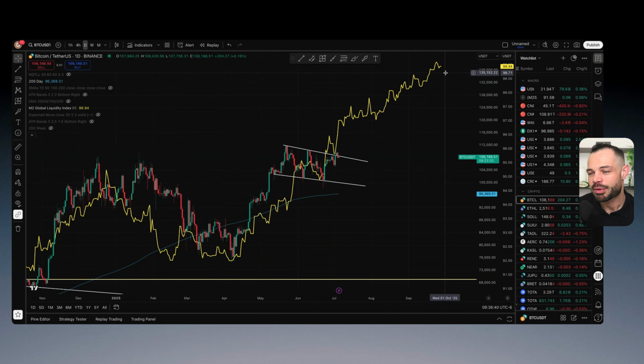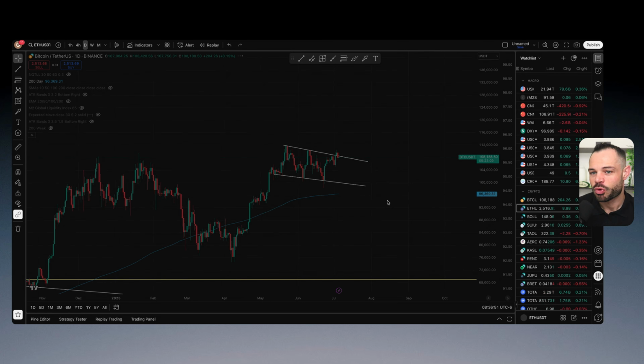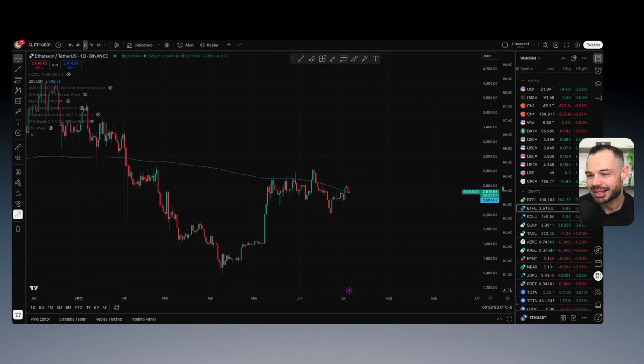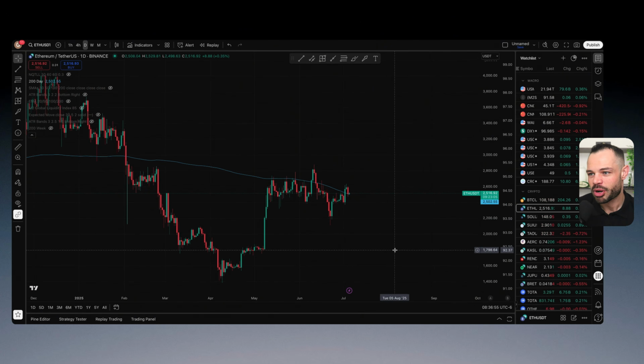The next chart I want to take a look at is, of course, Ethereum. As a leading indicator for what's happening with the altcoin market, Ethereum continues to be extremely important.